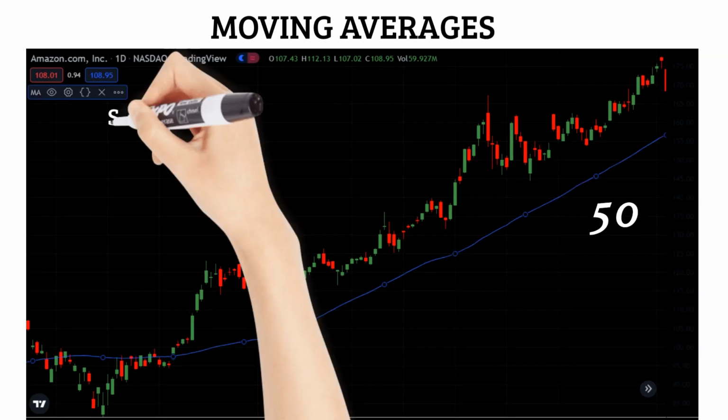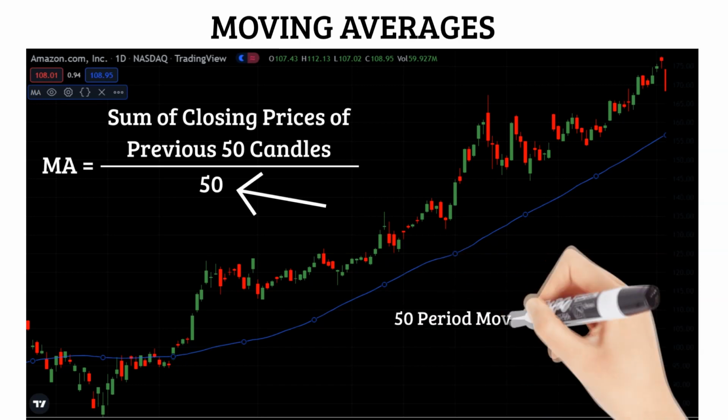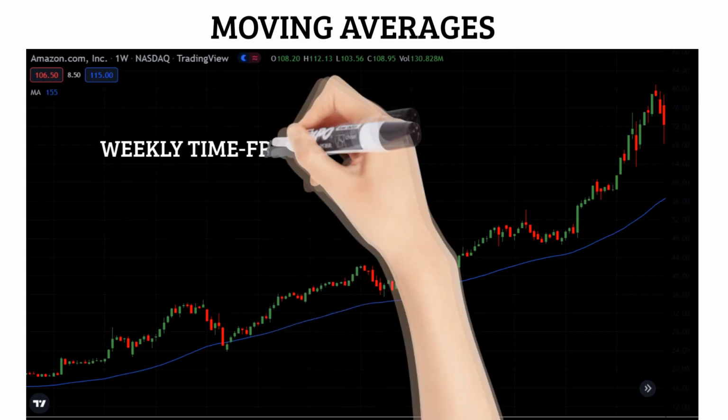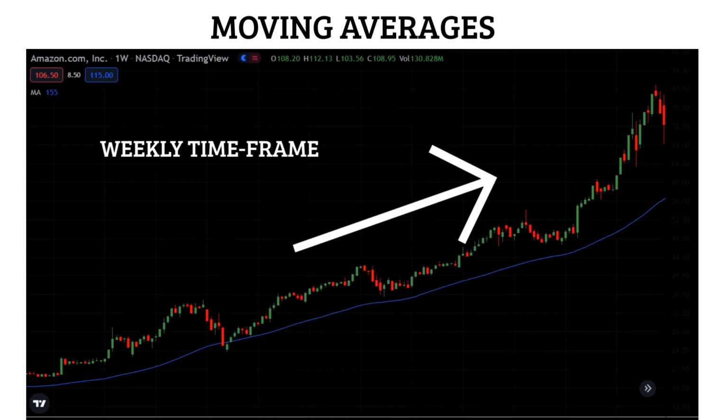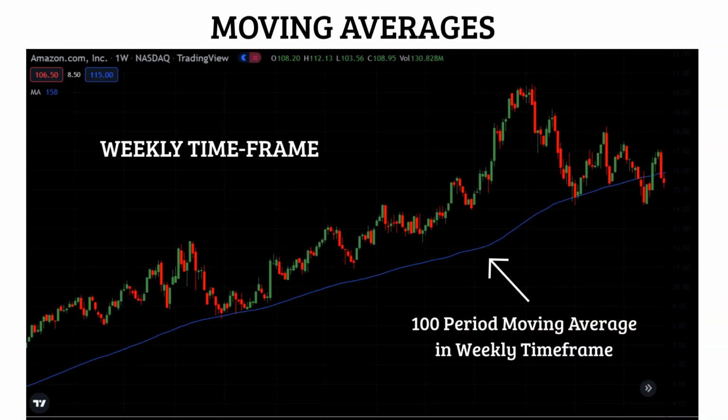Let's say it is 50. Then it will show you the average closing price of the last 50 candles, and that's how you get the new line on the screen. Similarly, you can check moving averages in the weekly time frame for any length of time. For example, 50 period moving average, 100 period moving average and many more.